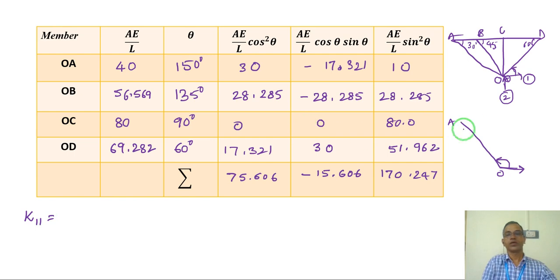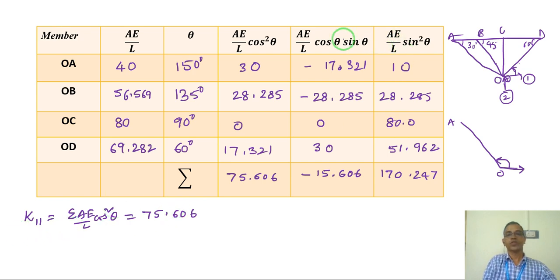K11, that means coordinate 1 is at the joint. There are 4 members meeting here, so that is why we take a sum of all the members for K11, that is summation of AE by L cos square theta. This we already did in the table, so this directly is nothing but 75.606.